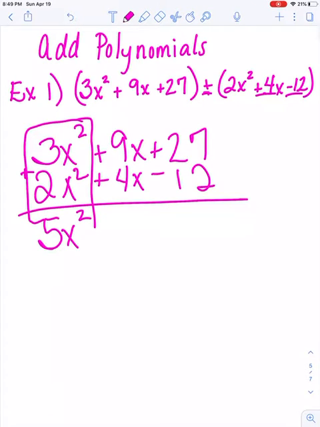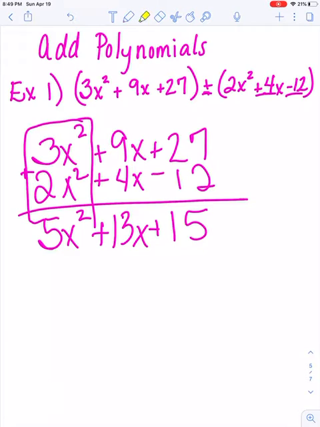We do not add the exponents. That's only when we're multiplying. 9 plus 4 is 13, 13x. And 27 plus negative 12, or I could just think of it as 27 minus 12, is a positive 15. So my answer is 5x squared plus 13x plus 15.